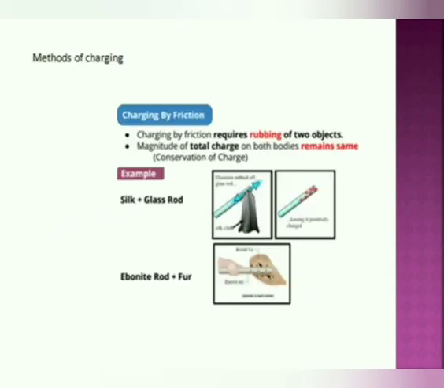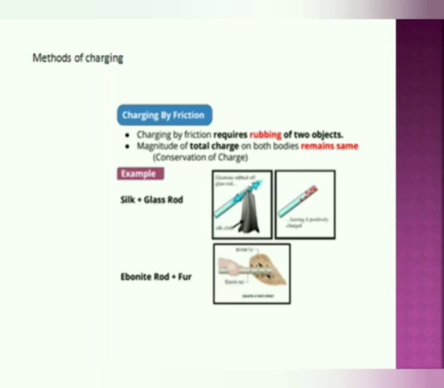Methods of charging. There are 3 methods of charging. One is charging by friction, second is charging by conduction, and third is charging by induction. Charging by friction requires rubbing of two objects. The magnitude of total charge on both the bodies remains the same, but the nature is opposite. That is, if one body acquires plus 2 coulomb of charge, the other body will have minus 2 coulomb. The magnitude 2 is the same for both.